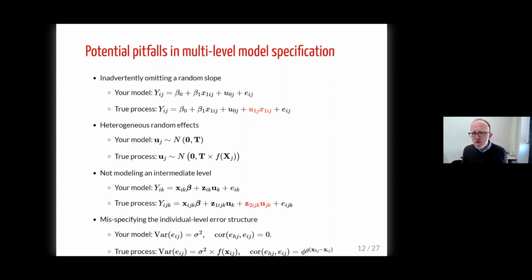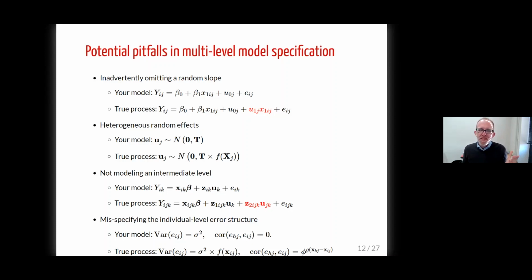Does any of this ring true for folks that use multi-level models? Is this stuff you've worried about ever? I'm not asking for confessions, I'm just curious. Truly the stuff of nightmares. Yeah.